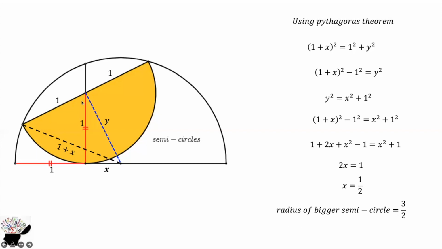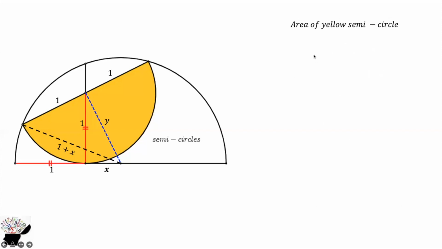The smaller semicircle radius is 1. So now let's find the fraction shaded. So first of all, the area of the semicircle is pi divided by 2 times r squared. We know that r is already 1. So we are going to get pi over 2. That is the area of the smaller semicircle.